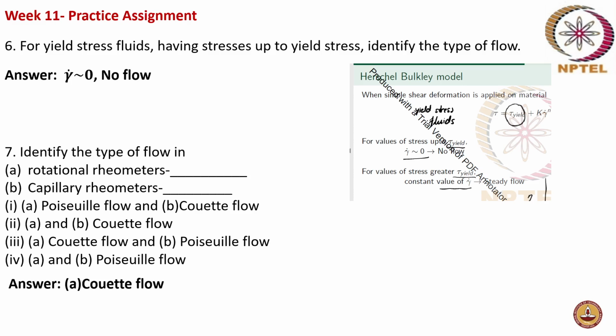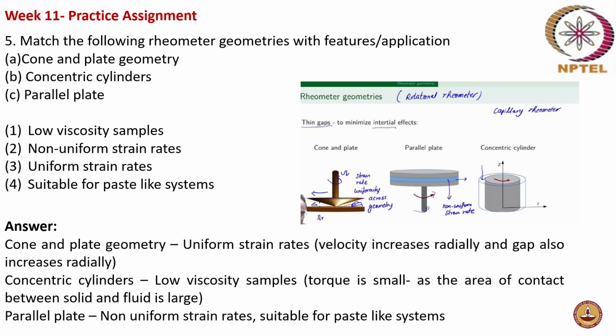The right answer is, in case of rotational rheometers, for example, we saw in the previous question a cone and plate or parallel plate geometry. In case of cone and plate, the cone rotates, as you can see, because it is attached to the shaft, whereas the bottom plate is stationary. This type of flow is called Couette flow. The same applies for parallel plate also.